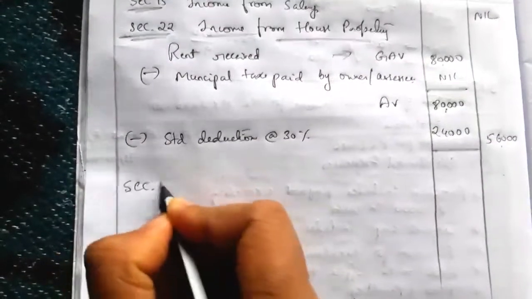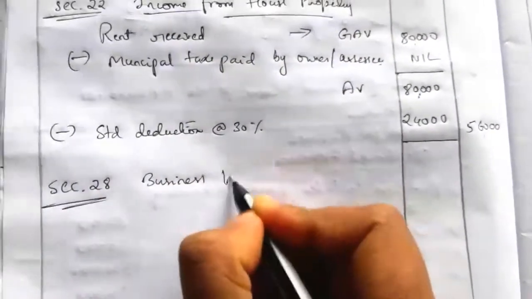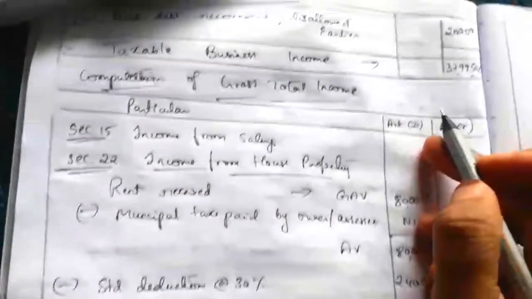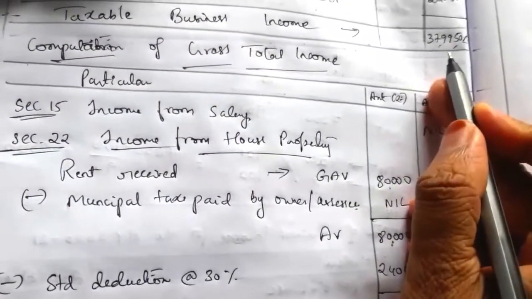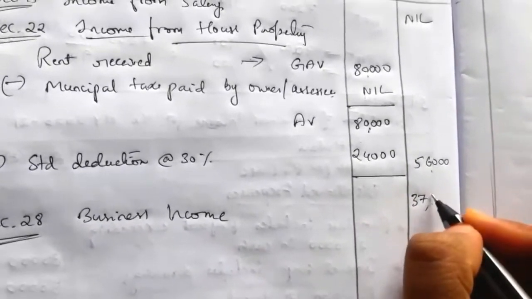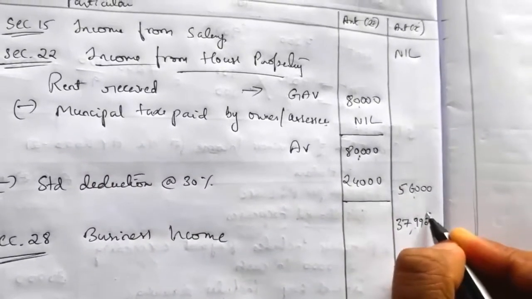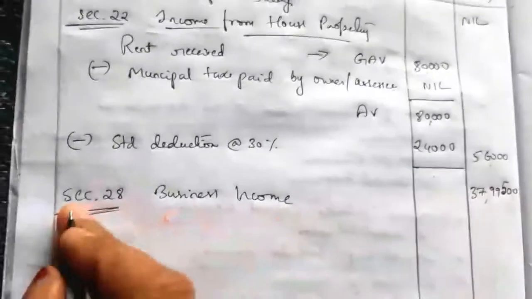Next is section 28, relating to business income. He is engaged in the business and he is earning an income here of about 7,99,500. So it is taxable under the head section 28, business income. That is, 7,99,500 should be taxable here.